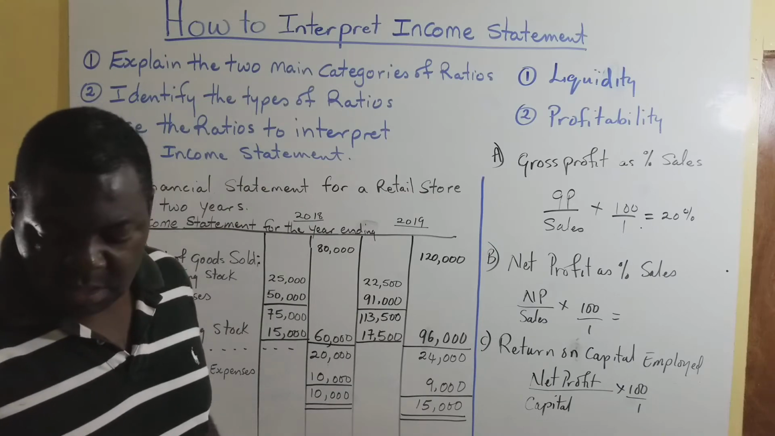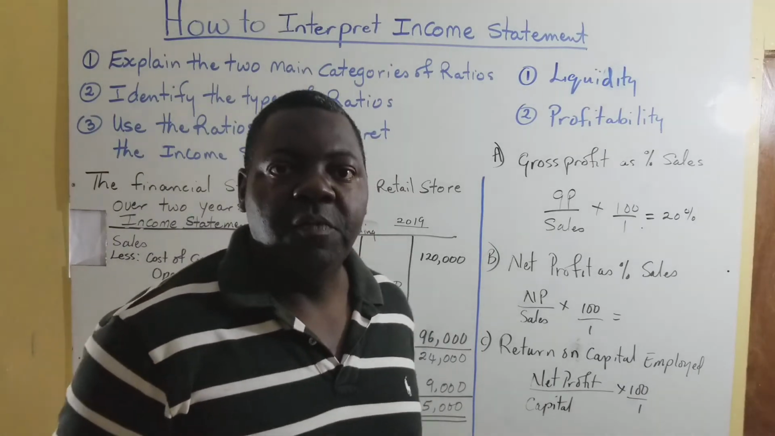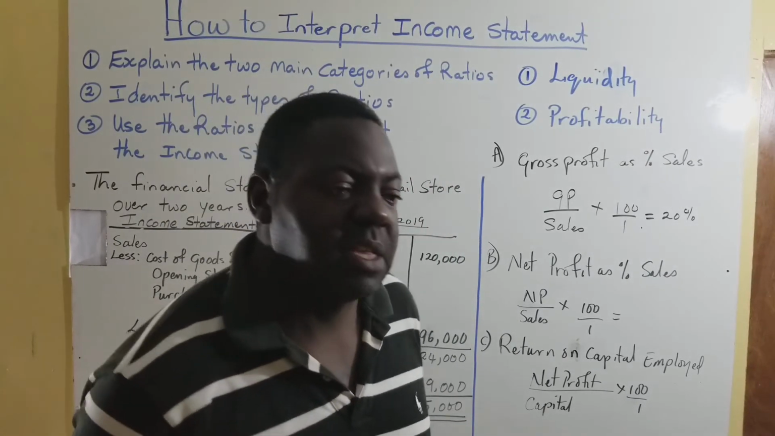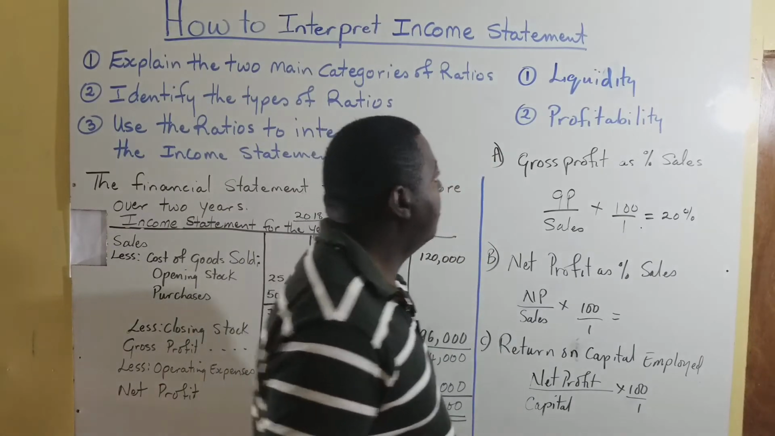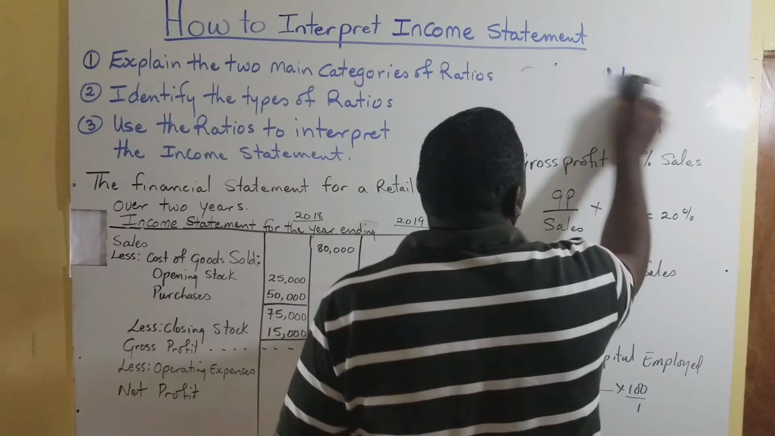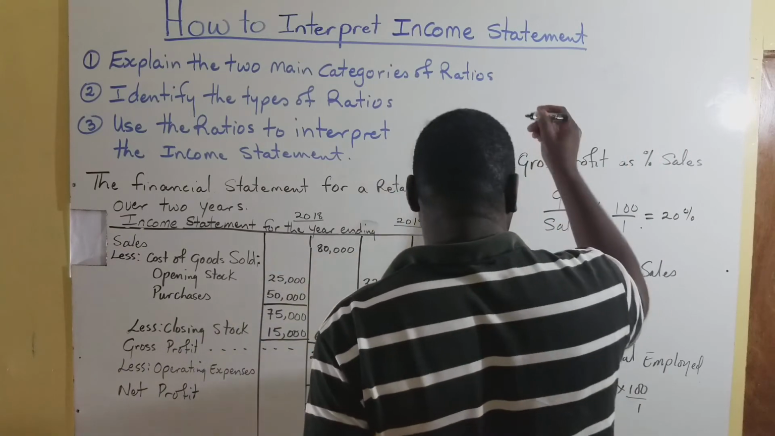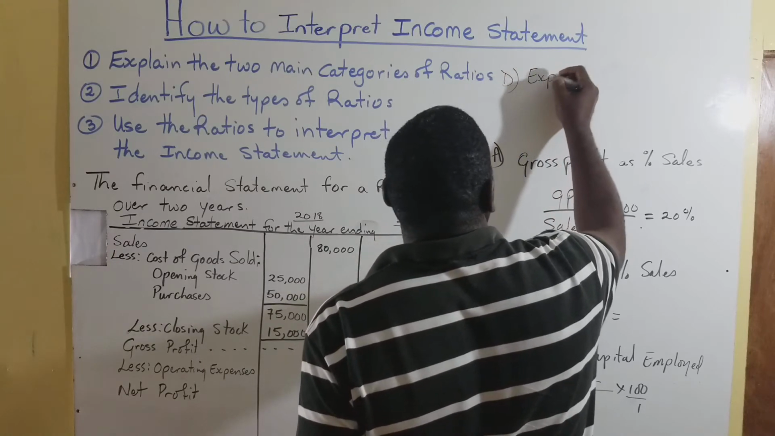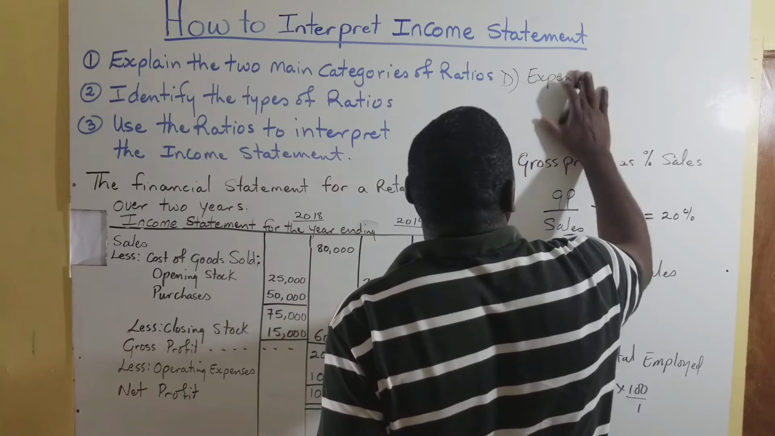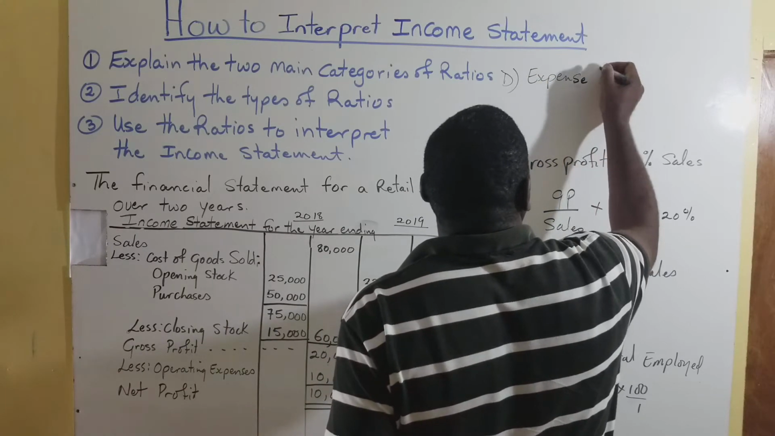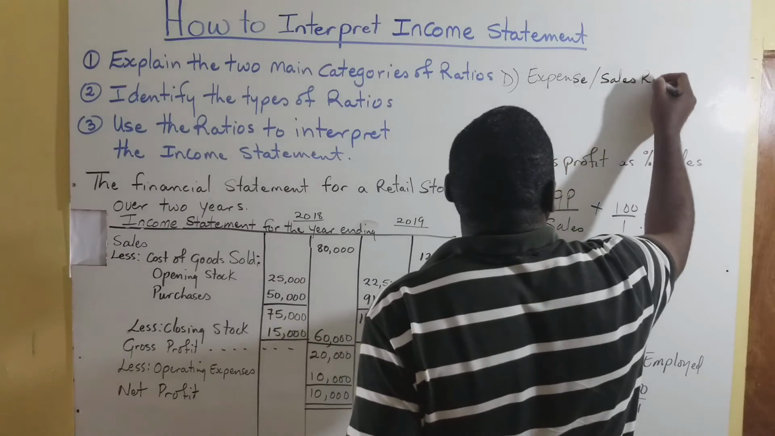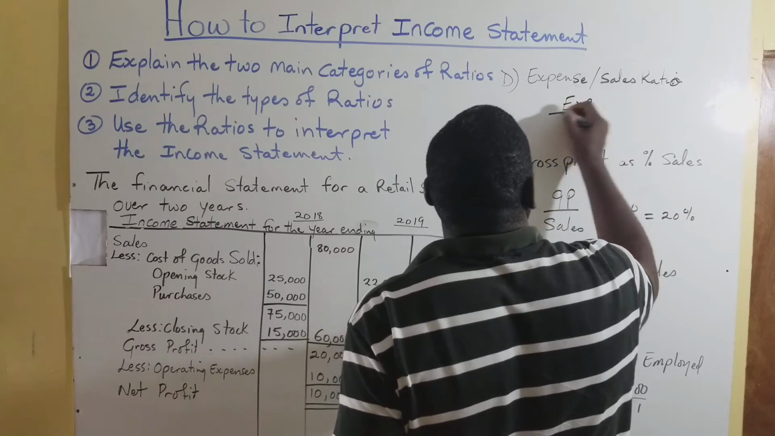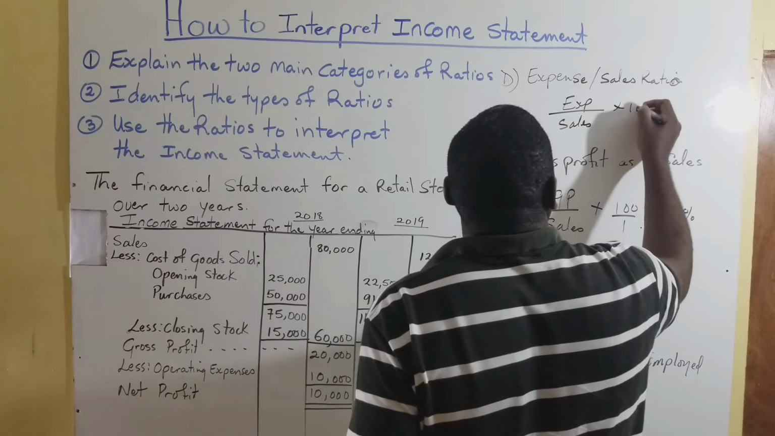So those are three. We may also want to determine the extent of our expenses. So our expense to sales ratio. That would be your expenses over your sales, times 100.